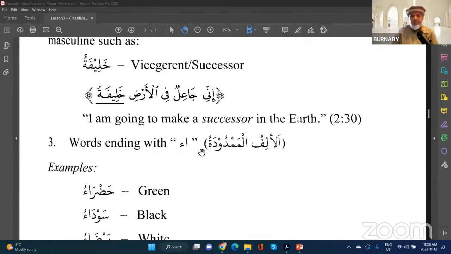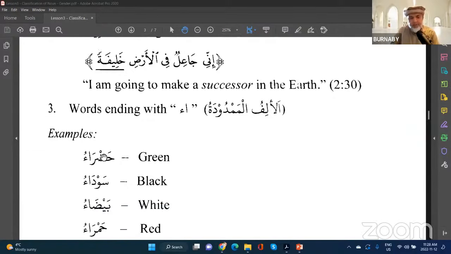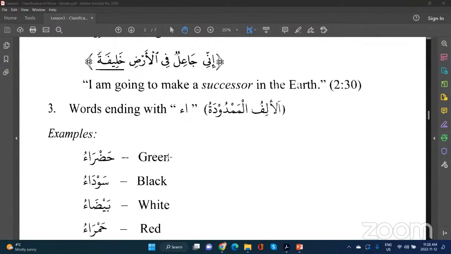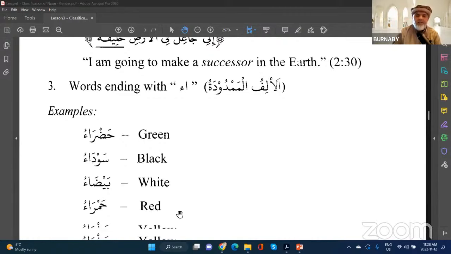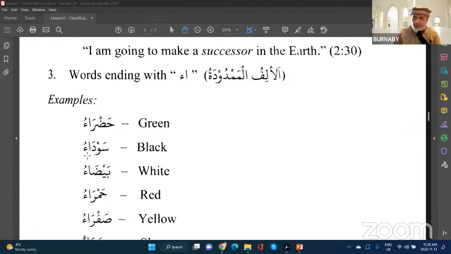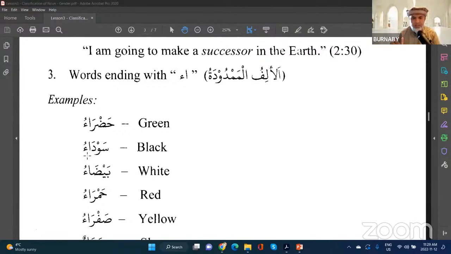Similarly, if there is a word ending with alif and hamza, the name for this alif hamza is alif mamduda. So if you say khadra'u, this is khadra'u. What is the Arabic for green? Green is akhdar, which is masculine. But when you say khadra'u, it becomes feminine. So among the colors, you will find aswad, black, masculine, sauda'u, black, feminine; abiyad, white, masculine, bayda'u, feminine; ahmar, red, masculine, hamra'u, red, feminine. Is that making sense?